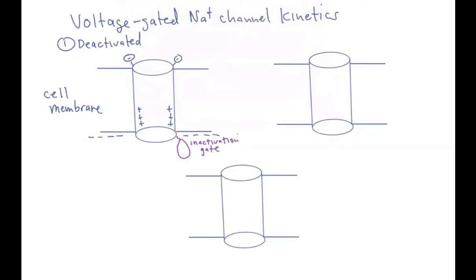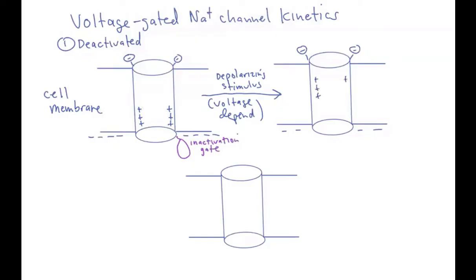Now, when we have our depolarization, our depolarizing stimulus, that is what is going to open up the voltage-gated sodium channels because they are voltage-gated. This is a voltage-dependent process. What's going to happen is there's going to be less negative charge on the inside, right? There's less negativity because of the depolarizing stimulus. And what that's going to do is, if we keep these negative charges over here, these positive charges are going to migrate and move, okay?